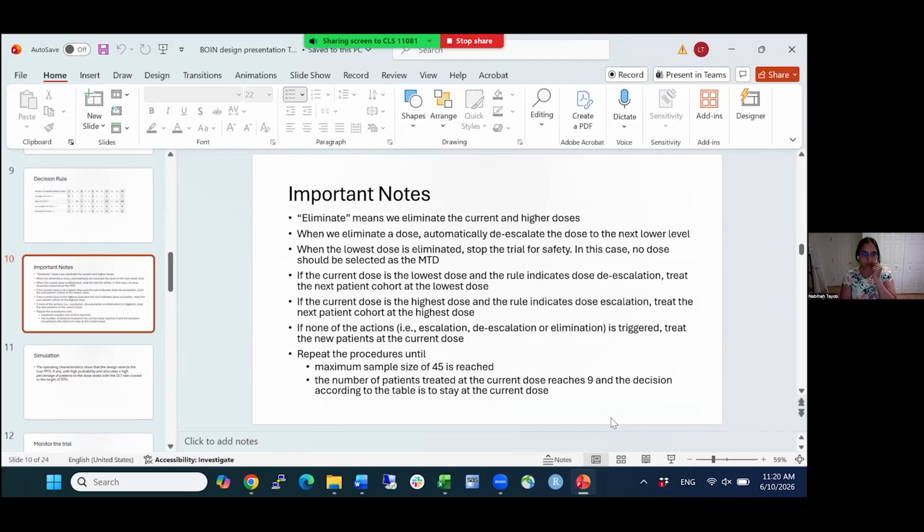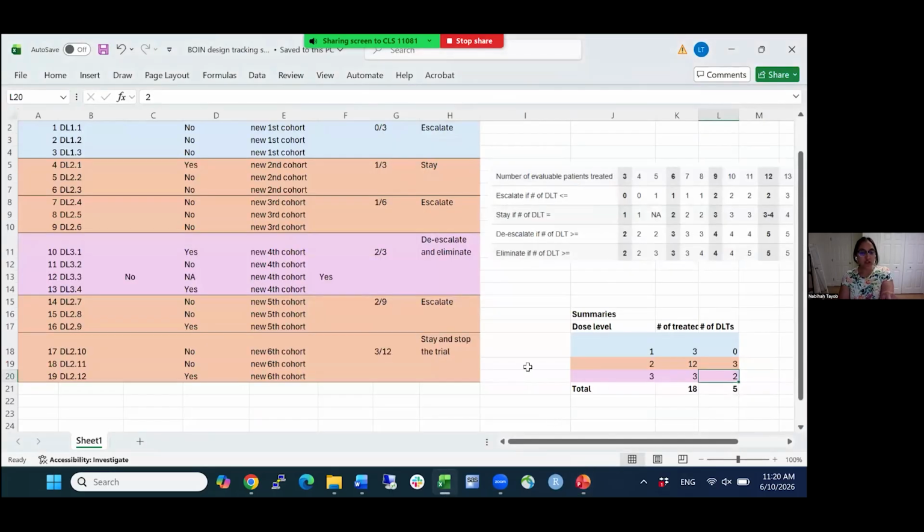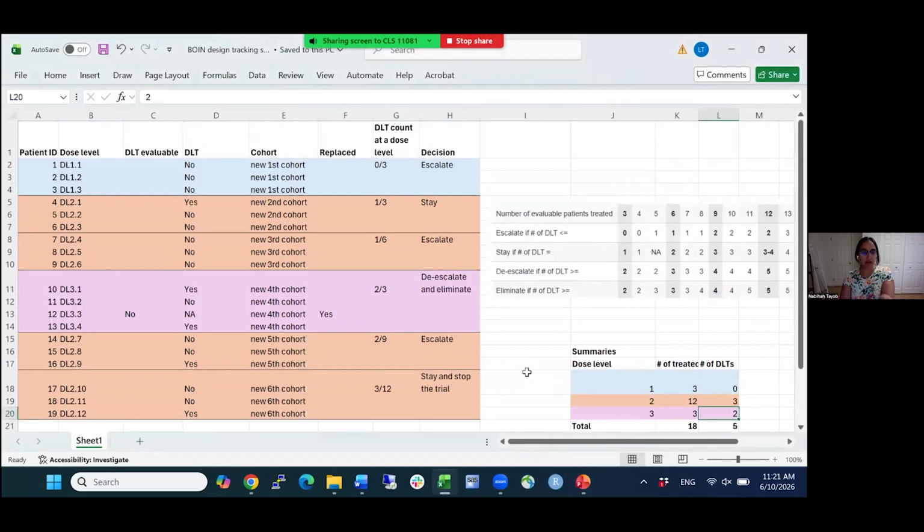Tianya, can you open up your spreadsheet? The tracking spreadsheet? So for example, in this example here, if in the third cohort, 10, 11, 12, there was no DLT, then you would still be 2 out of 12 and the decision would be escalate. And so you could be in this loop where you just keep enrolling patients until you hit 45, which is actually not a good design. You don't want to do that.